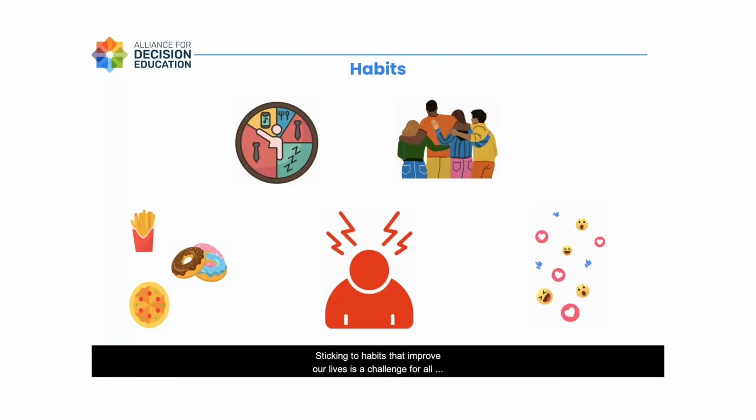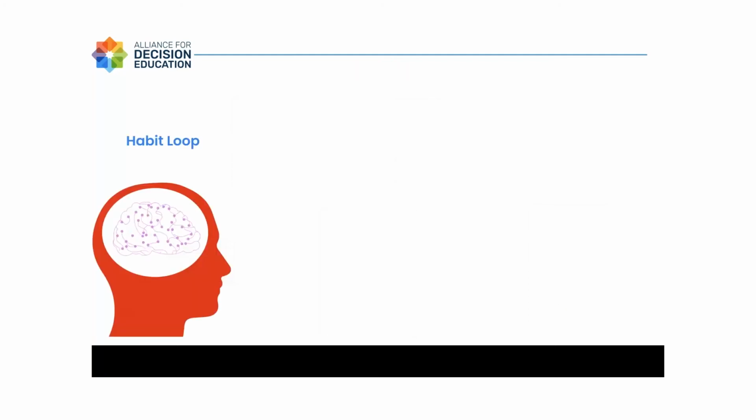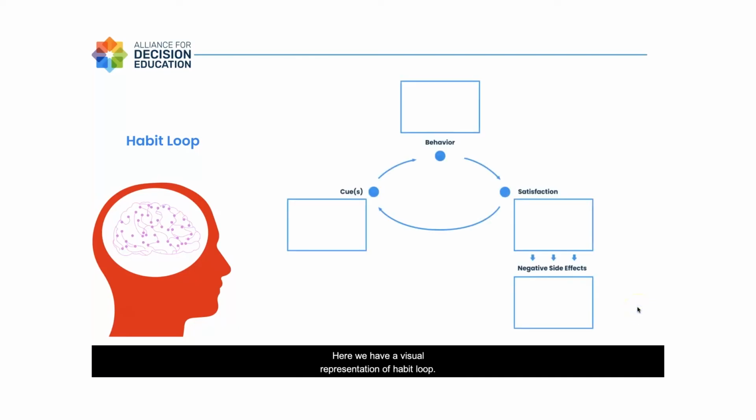Sticking to habits that improve our lives is a challenge for all of us. Think of all the New Year's resolutions that get abandoned almost immediately. But by understanding the psychology of how habits work, and specifically how a process called the habit loop trains our brains to do the same thing over and over again, we can get better at nurturing or crushing habits to make our lives better. Here we have a visual representation of a habit loop.